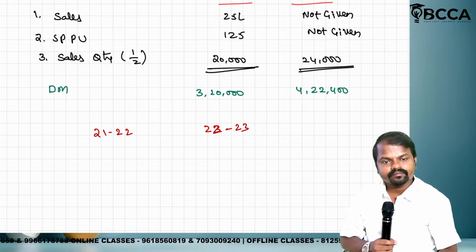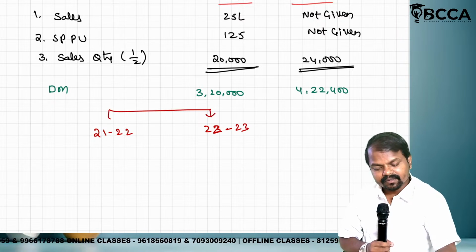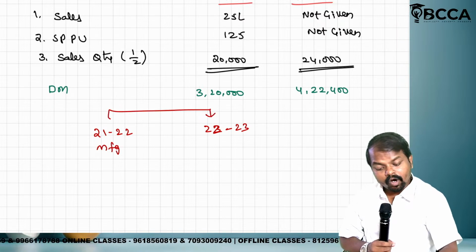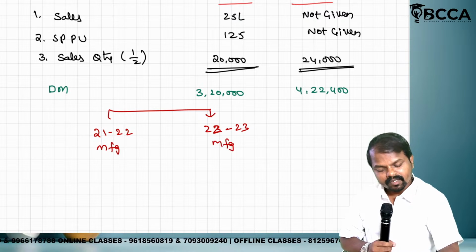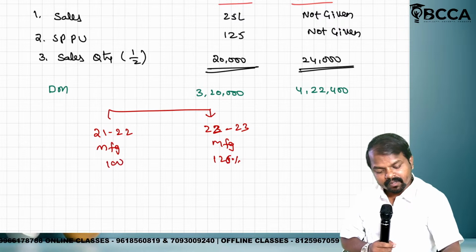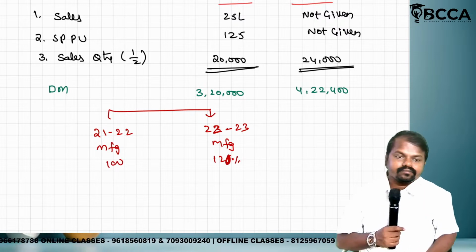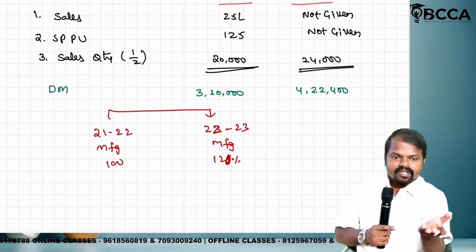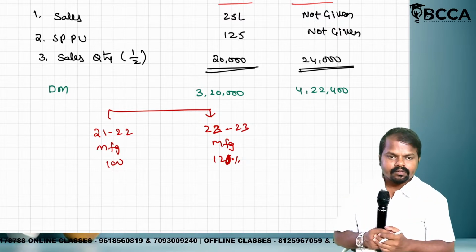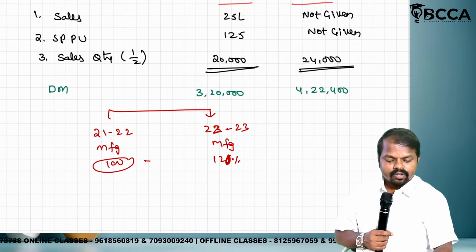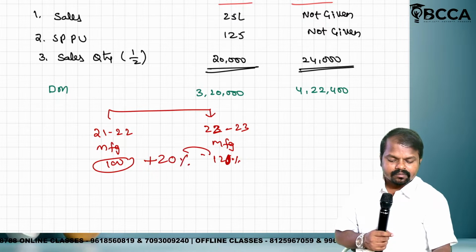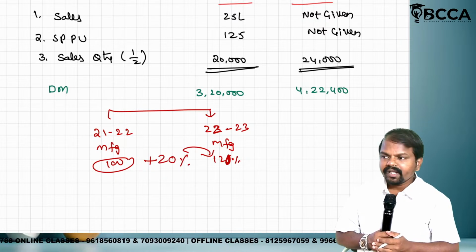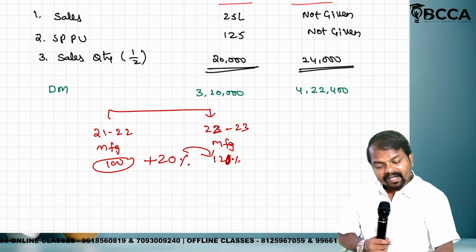This year to this year, manufacturing, how much? 120% this year, 100% last year. Compared to last year, manufacturing sold is increased 20%. Here 100 means 20% extra, 120, correct?